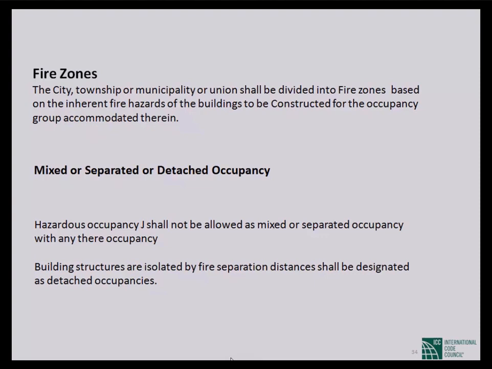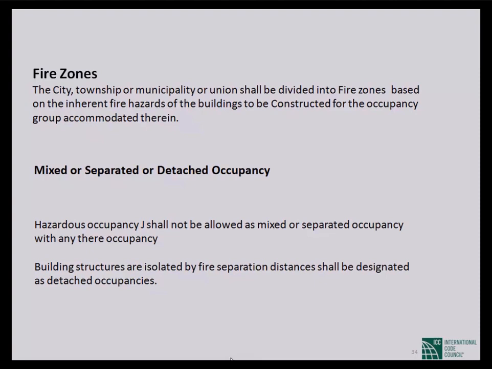Second, what is separate occupancy? Again the example: if I have residence, assembly, and office, I make an area which is assembly, and I will separate it differently.